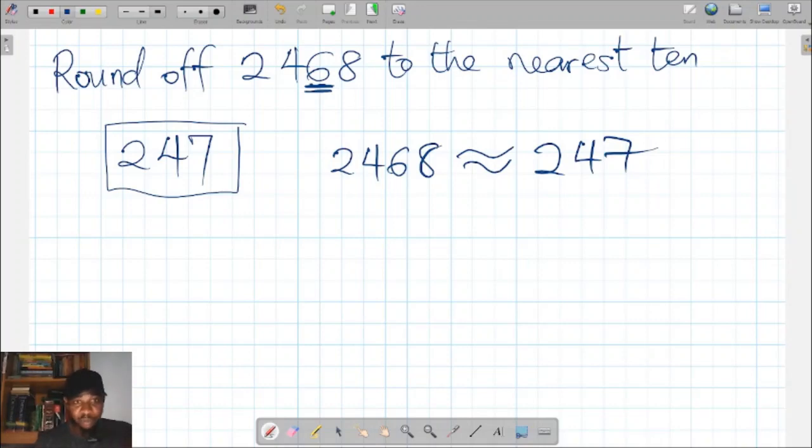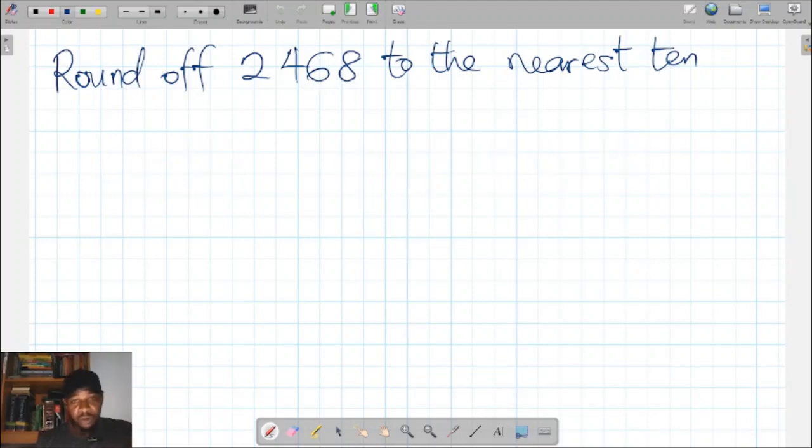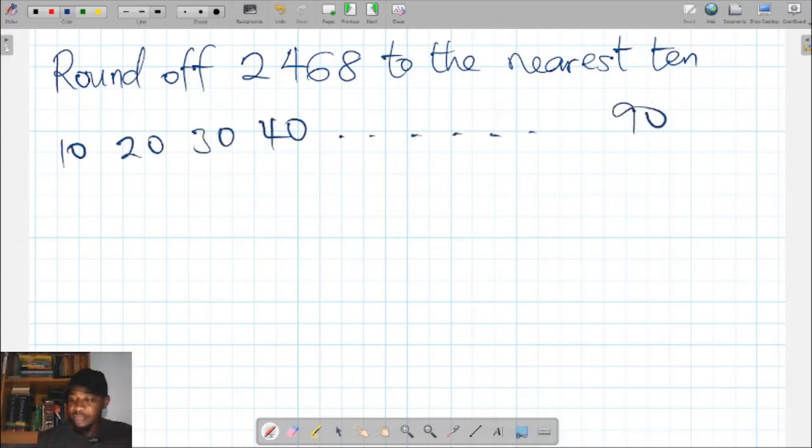Let's look at the same problem in a different way. We have to round off 2,468 to the nearest 10. What does that mean? What are numbers in tens? When we count in tens, we're going to have 10, 20, 30, 40, all the way to 90, 100, 110, and so on and like that. When we count in tens, there will be no digit except 0 in the unit places.